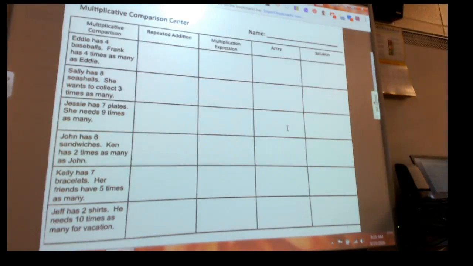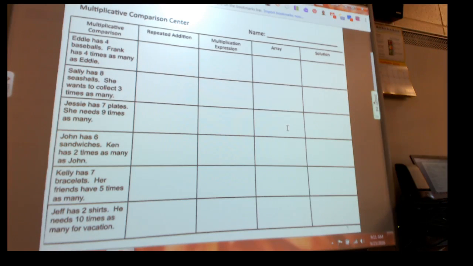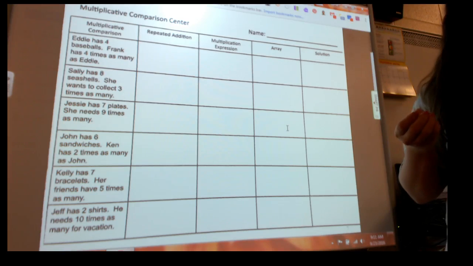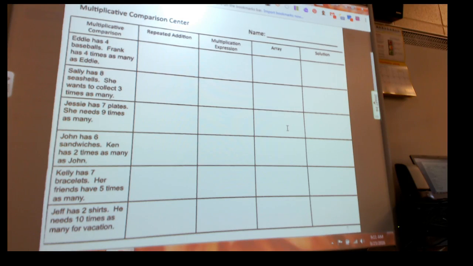Deal? All right. Eddie has 4 baseballs. Frank has 4 times as many as Eddie. What do you think I need to find out? How many who has? How much do you have together? How much Frank has? Oh! So I automatically know how much Eddie has, but I need to know how many Frank has. I don't even know how to figure that out.